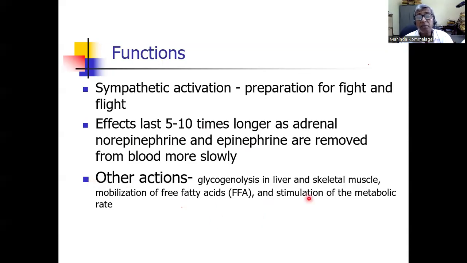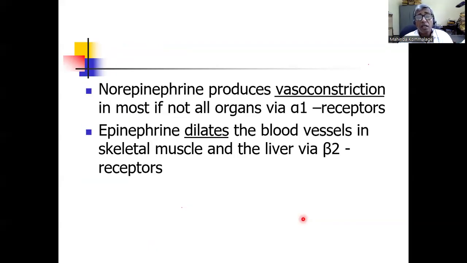In addition to that, adrenaline is important for glycogenolysis in the liver and skeletal muscles, and mobilization of fatty acids is also influenced by adrenaline. Noradrenaline produces vasoconstriction in most, if not all, organs or many places.